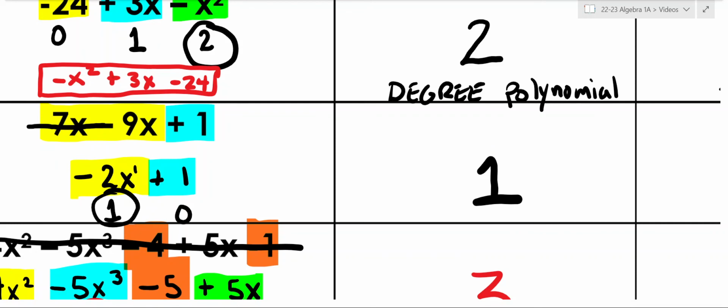All right, so this one, we're not using this one. Remember, this got simplified. So we're working with negative 2x plus 1. Oh, look, it's already in standard form. The term with the highest degree is already the first one.